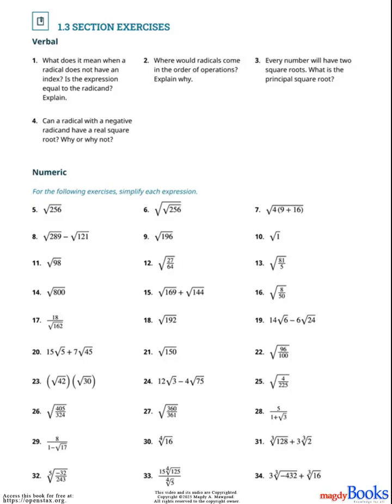32. The fifth root of negative 32 over 243. 33. 15 fourth root of 125 over 4 fourth root of 5. 34. 3 cube root of negative 432 plus cube root of 16.